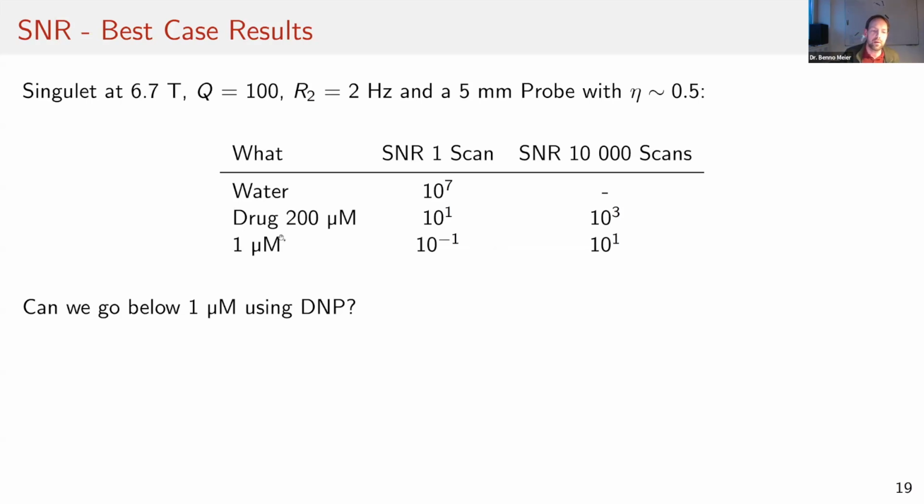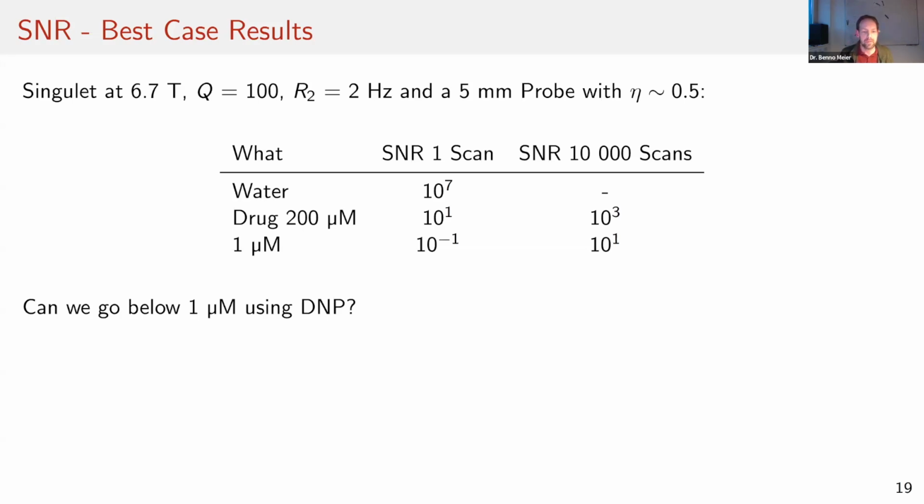Now, if we go still lower towards 1 micromolar, then we calculate a signal-to-noise ratio of 0.1. And if we average 10,000 scans, then we have a signal-to-noise ratio of just 10. So still a meager number. So that here is essentially the realm where this whole hyperpolarization thing becomes quite interesting. At 1 micromolar, maybe 10 micromolar, thereabout, that would be cool if we can do hyperpolarization to explore these concentration regimes.